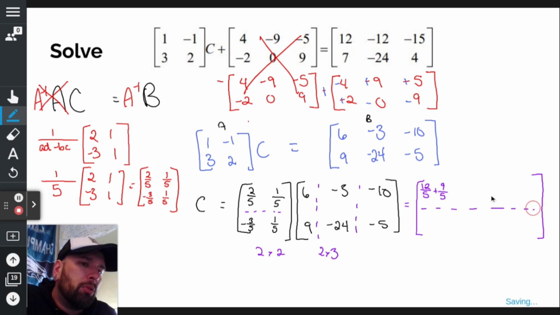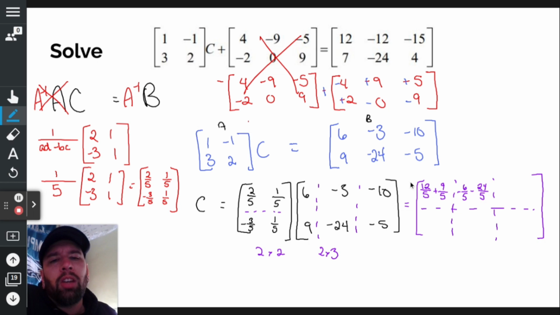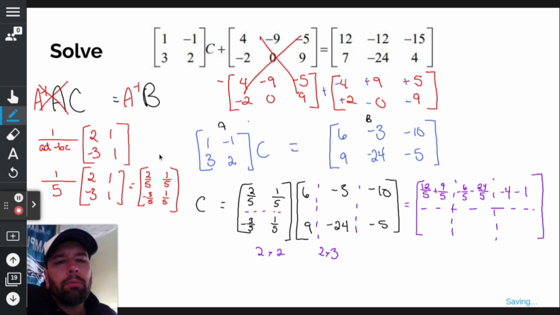Let me separate these, okay. 2/5 times negative 3 is negative 6/5. 1/5 times negative 24 is negative 24/5. Oh, this will be nice. 2/5 times negative 10 is negative 4. I don't know why that took me so long. And 1/5 times negative 5 is minus 1. Oh, how lovely. Now back to it being terrible again.